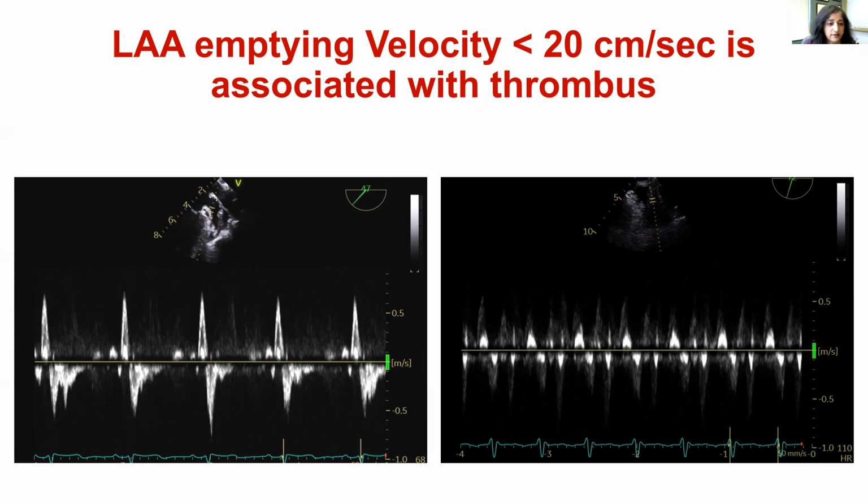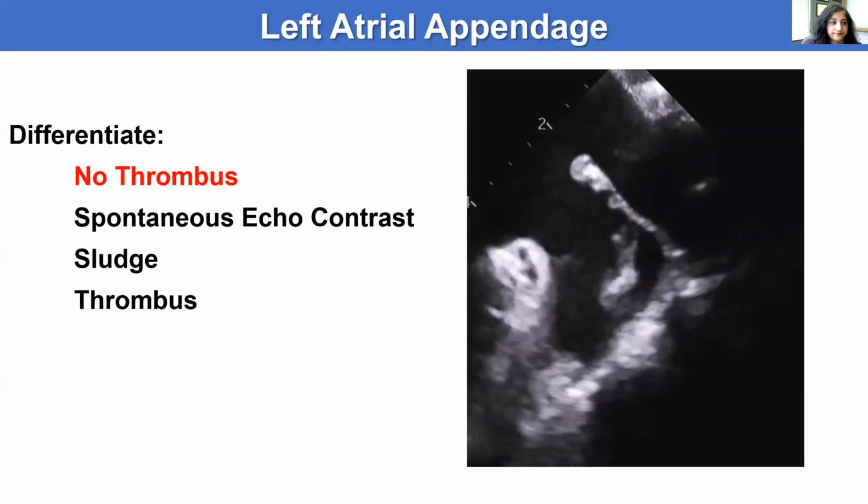This patient is in normal sinus rhythm with normal velocities. On the right side of the screen, you see a patient with atrial fibrillation with heart rate in the 110s to 120s with very reduced left atrial emptying velocities of their appendage, less than 20 centimeters per second, which would put them at increased risk for stroke.